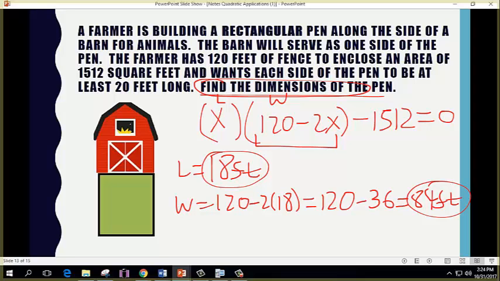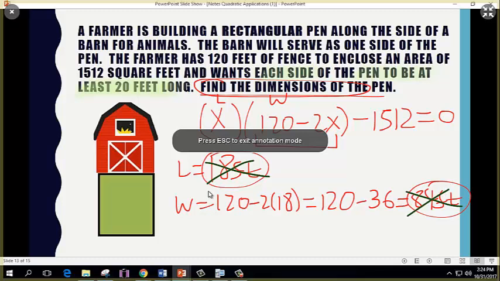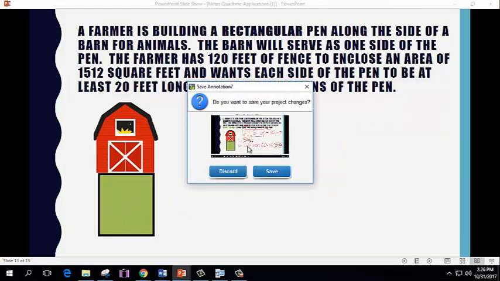Here's the problem. Right here. The pen side has to be at least 20 feet. So all that work I just did, this is wrong. This is wrong. There must be another x here. So let's look and see where that other x is.